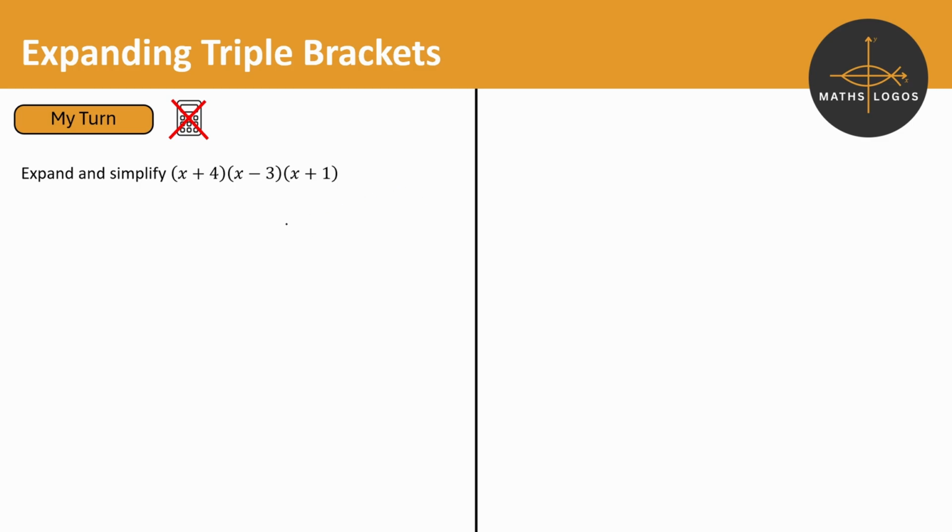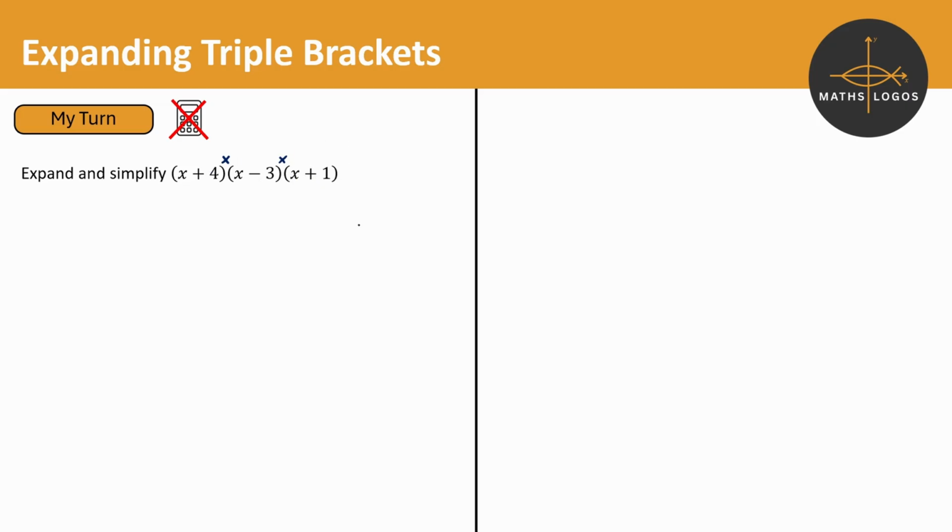Hi everyone, in this lesson we're going to look at expanding triple brackets. So let's look at our first example. I've got x add 4 multiplied by x subtract 3 multiplied by x add 1. In algebraic notation, we don't write the multiplication symbols between these brackets, but we are in fact multiplying them together.